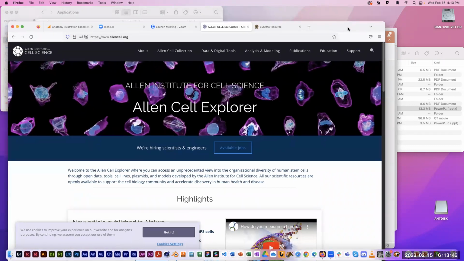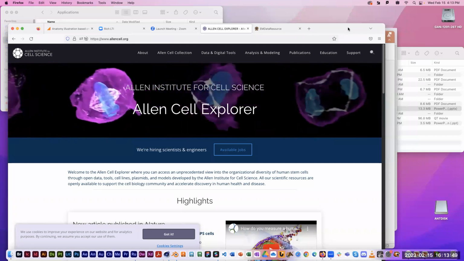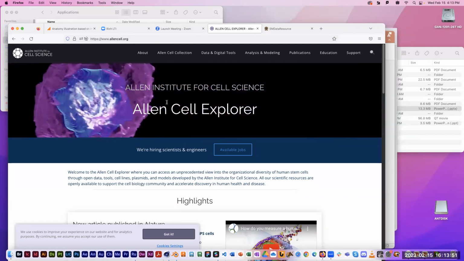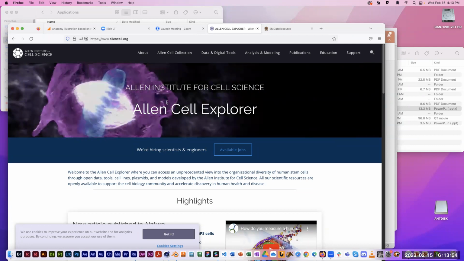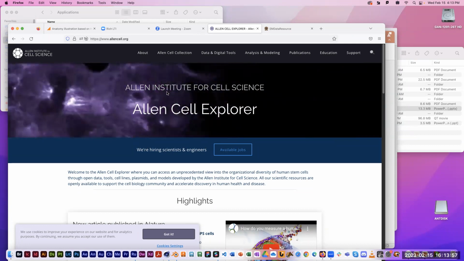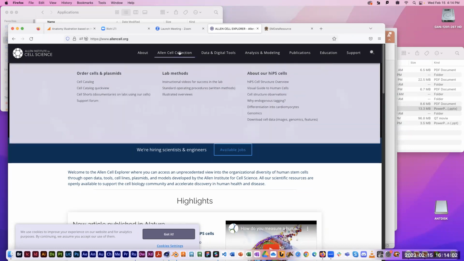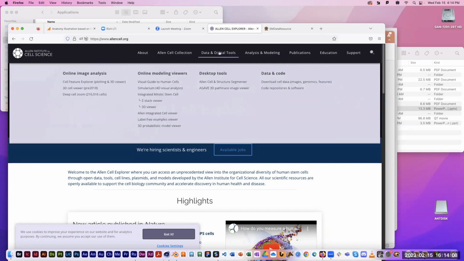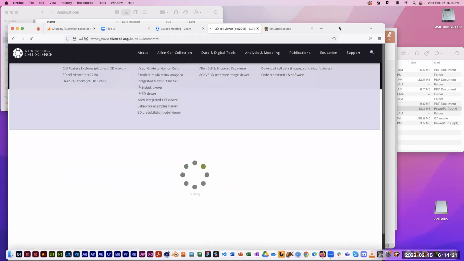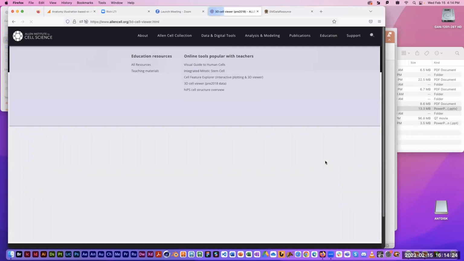Another one is kind of cool. I haven't found it super useful, but there's this thing called the Allen Cell Explorer from the Allen Institute for Cell Science out in Washington State. You can search their whole cell collection. You can also look at their digital tools. They have something called a 3D cell viewer, or this thing called the Deep Cell Zoom. Let me look at the 3D cell viewer, because it's an interesting little tool.